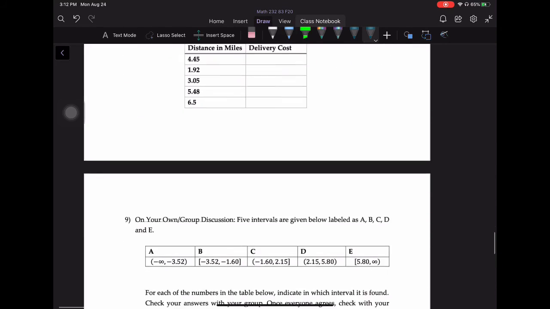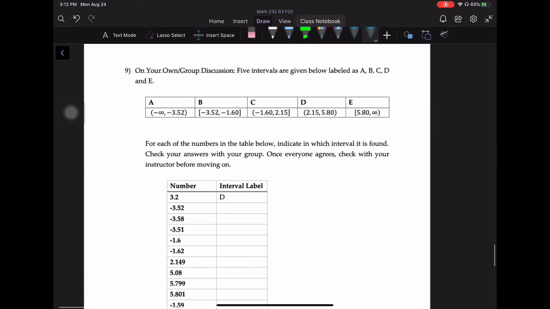Finally, on this number 9, we have broken up the entire number line into 5 intervals. I'm going from negative infinity to negative 3.52, from negative 3.52 to 1.6, from negative 1.6 to 2.15, 2.15 to 5.8, and 5.8 to positive infinity. And then you're asked to say which interval each of these numbers is in.